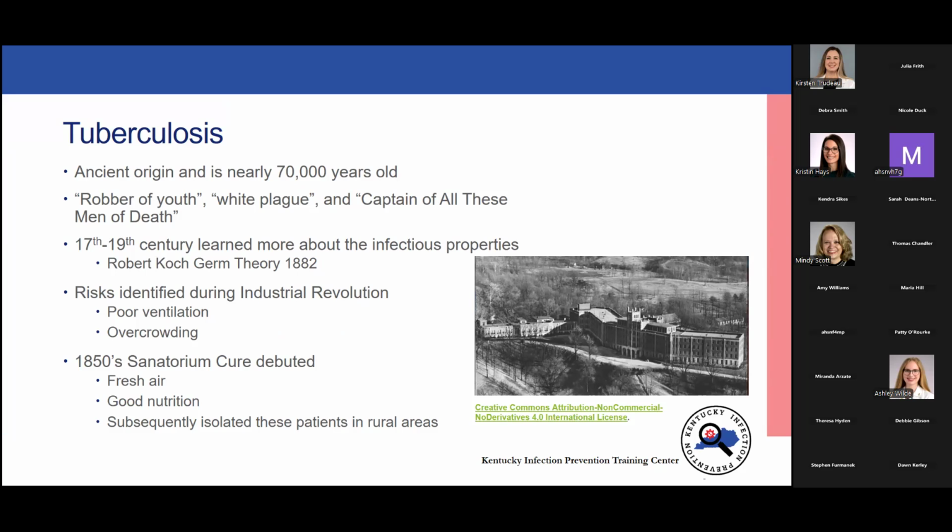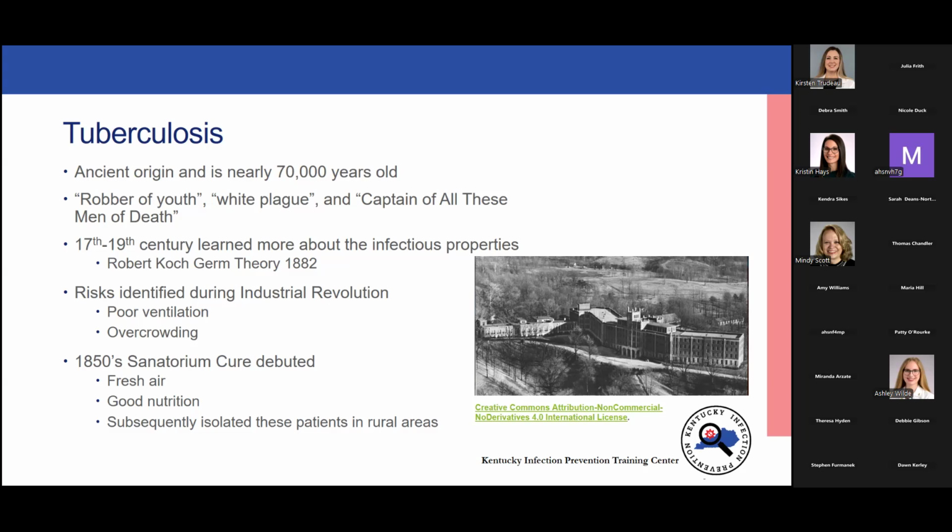From the 17th to 19th century, we started to really learn more about the infectious disease properties thanks to Robert Koch and his germ theory of 1882. But when tuberculosis really became a big deal, we started to identify risks. During the Industrial Revolution, we found that you were more at risk for tuberculosis in areas of poor ventilation and overcrowding. And that's not unlike some of the risks that we see today.